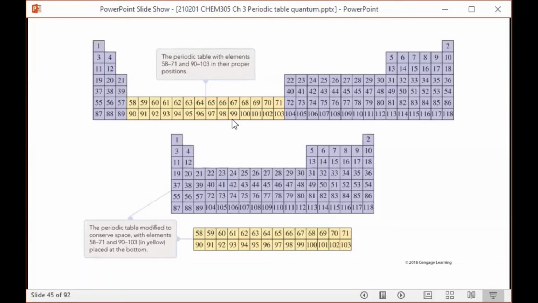So instead of doing that, we just cut this portion out and we display it below the periodic table. And then the rest of it we squeeze back together. So you can see it goes from 57 to 72 when you're reading across on the periodic table, because you have to recognize that there's a placeholder here on the periodic table where these elements are supposed to go.